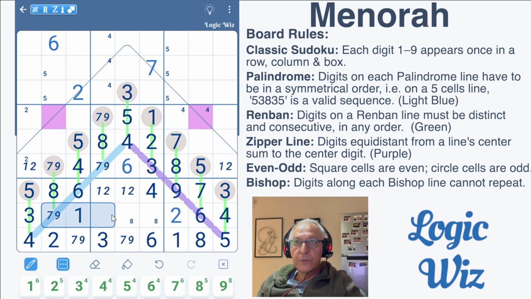Okay, we're missing this row 5, 7, 8 and 9. We have 7, 8 and 9 here. This one must be a 5. And now 5 here must be in one of these two.